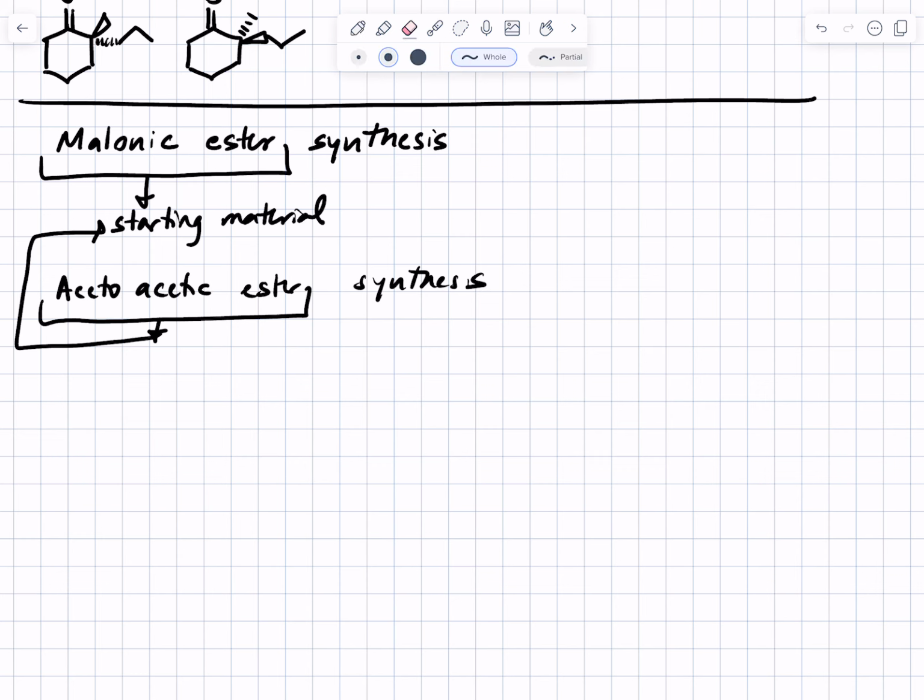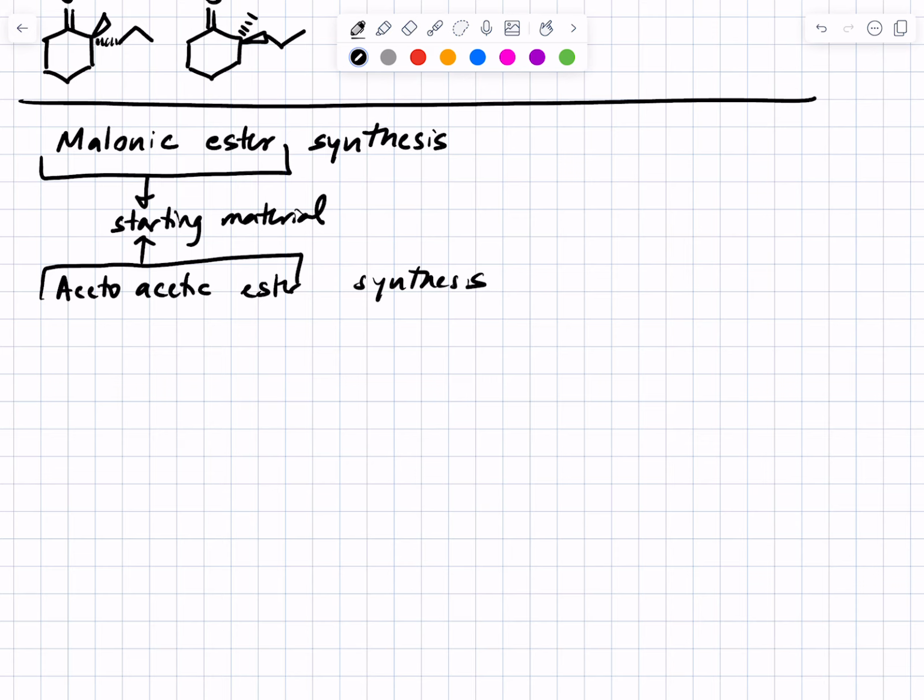Why didn't I just draw the arrow up? That would have been so much easier there. Look at all the class time we're saving by doing that.